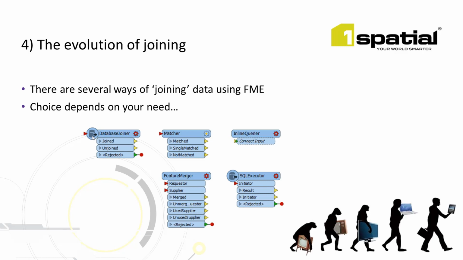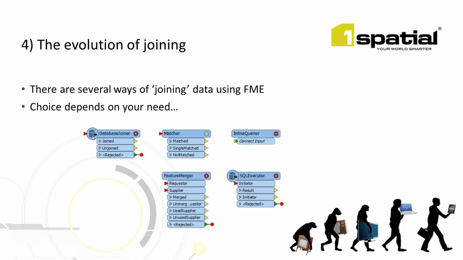You've got transformers like the SQL executor, where you can just build your own SQL against your database and get back the results of those queries. And the feature merger, really pretty much old faithful. It's been around for a long time. It's very simple to use. It allows you to join data from one location to another and see exactly what has, and importantly what has not, joined from both the primary and the secondary, the requester and the supplier.